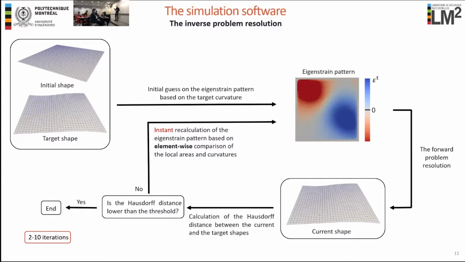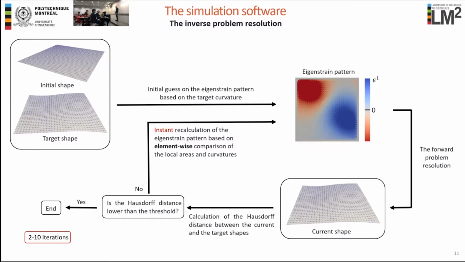So this recomputation phase is done almost instantly because it is done on a local scale and it involves simple arithmetic operations, only essentially multiplication and subtraction. So the only phase of this iterative process that actually takes a considerable amount of time is the forward problem resolution, because we have to minimize the global elastic energy. For this reason, the time needed for the inverse problem resolution essentially equals the number of iterations multiplied by the time needed for the forward problem resolution.